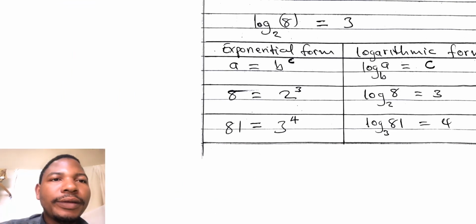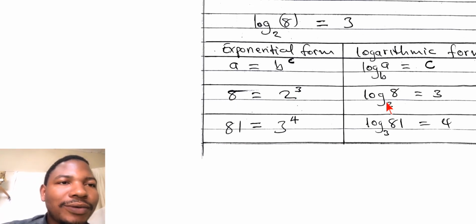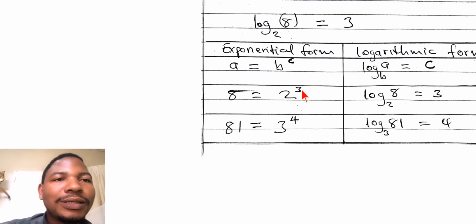Okay, another one is this one: 8 equals 2 exponent 3. We need to write this exponential form into logarithmic form. To write the logarithmic form, as usual, you have to write log, then the product. What is the product? The product is 8, so log 8. Then the base. What is the base? The base is 2. That's why you write 2 here, and it is equal to the exponent. Which one will be the exponent? The 3 is the exponent.